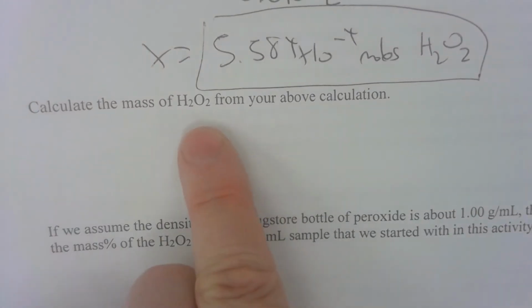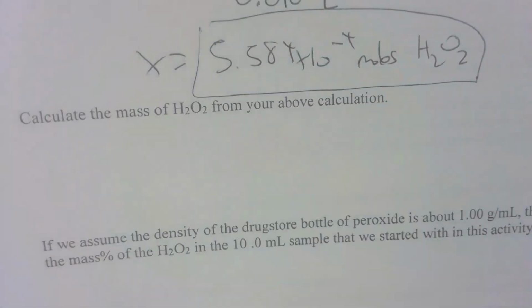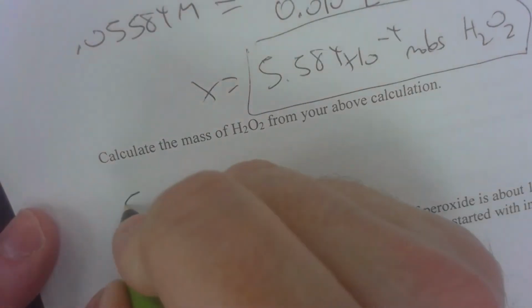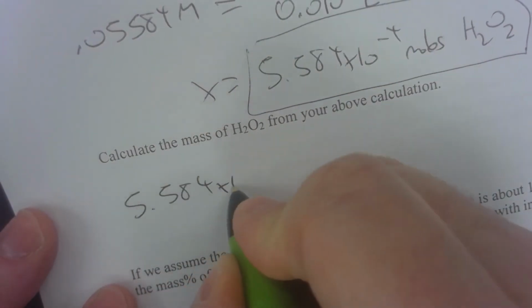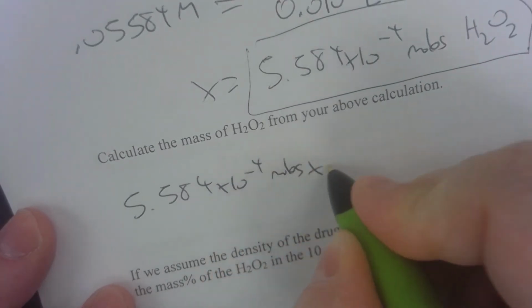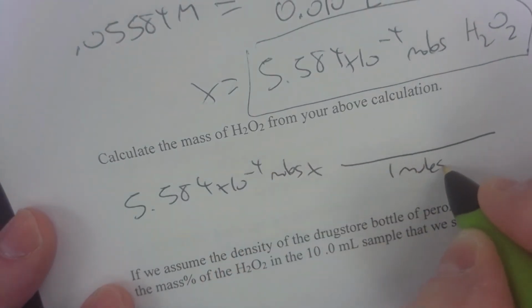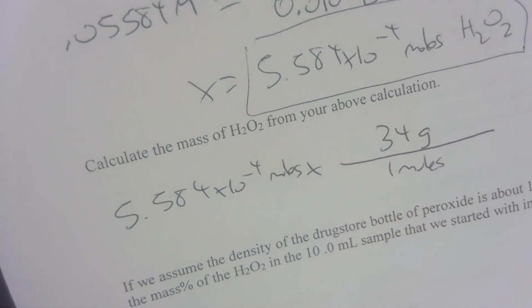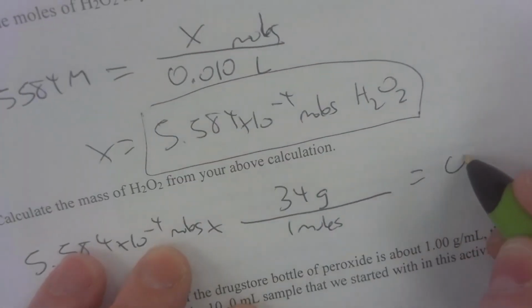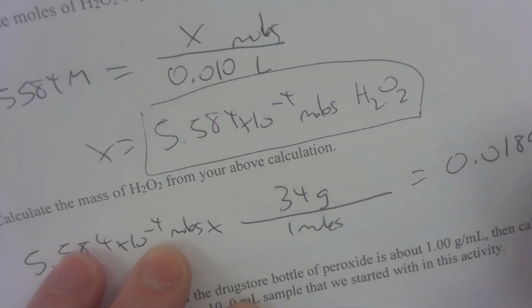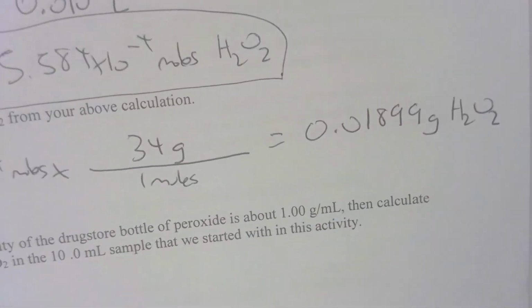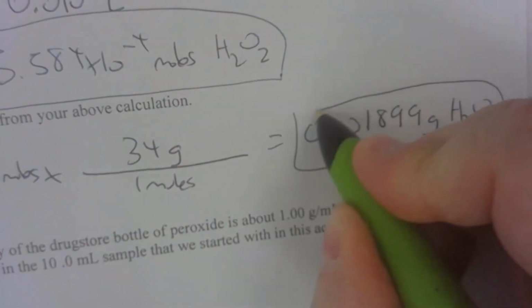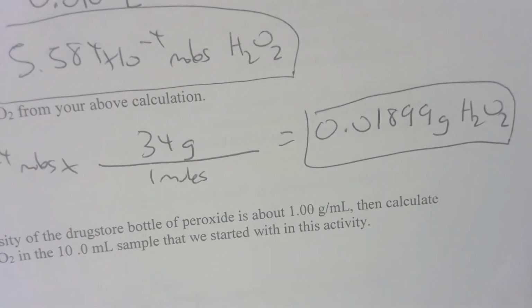Next, calculate the mass of H2O2 from that calculation. Well, that's easy. We know how to convert moles to grams. I take 5.584 times 10 to the minus 4 moles, multiplied by the molar mass of peroxide, which is 2 hydrogens and 2 oxygens. That's approximately 34 grams. So multiply by 34, and I get 0.01899 grams of H2O2. With me so far? If not, pause it and do it yourself.